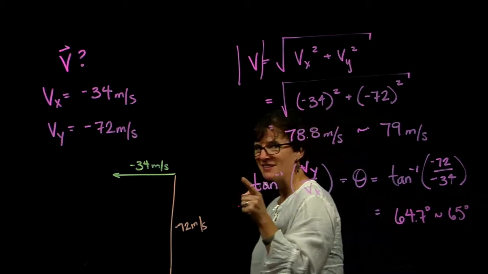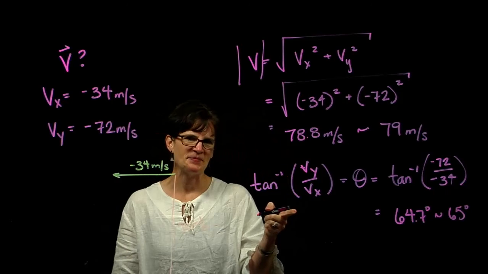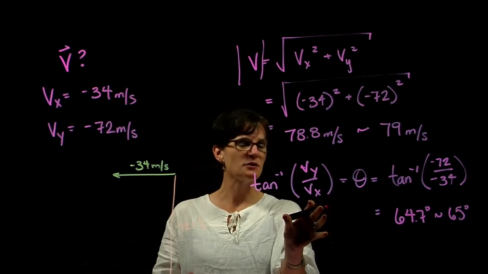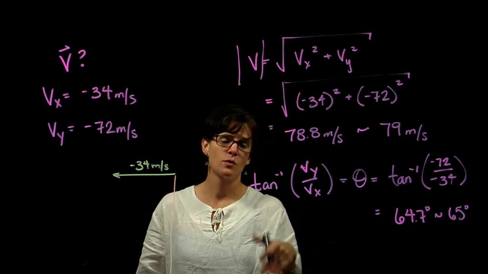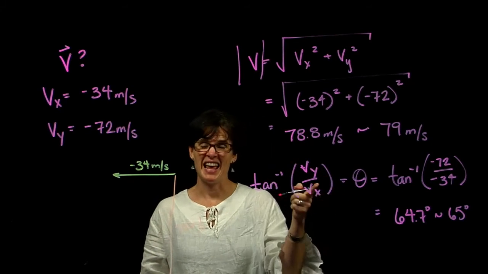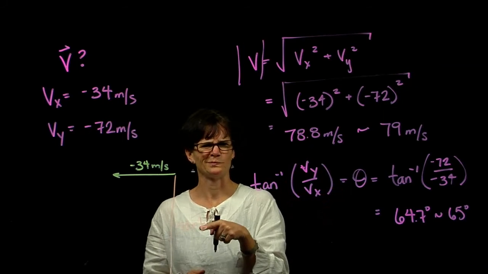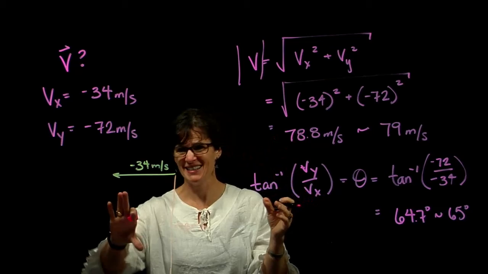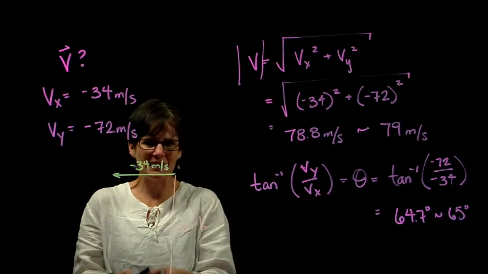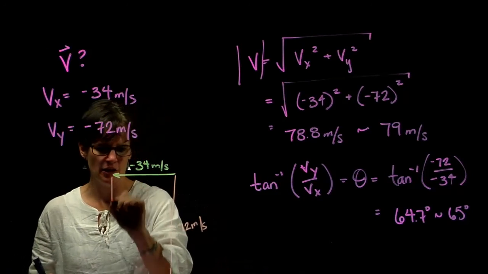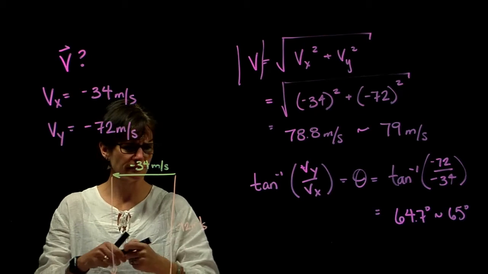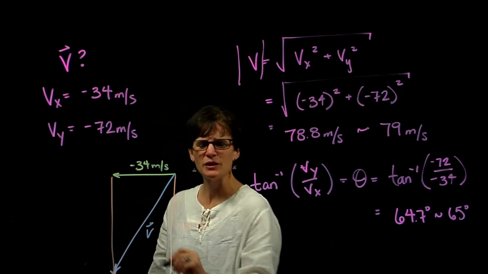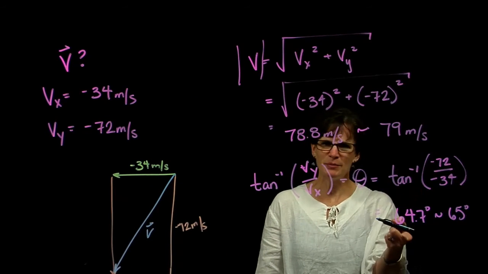But we have to ask ourselves, does that make sense? Remember, tangent in our calculator is just going to give us values in the first and the fourth quadrant. So this is telling us the angle is in the first quadrant. When I look at my picture, there is no way that angle's in the first quadrant. If we quickly graphically determine the resultant angle, we know that it would be pointing down and to the left. So it can't be 65 degrees.